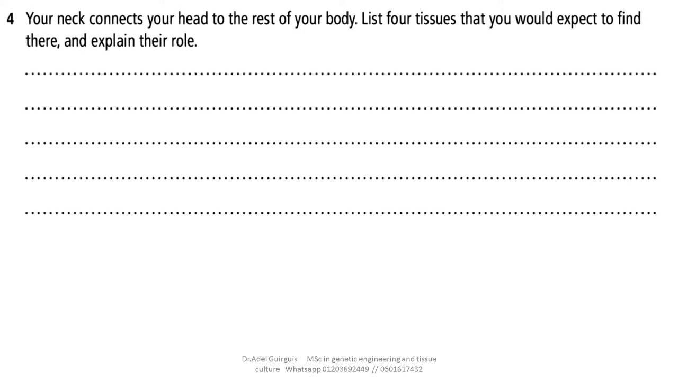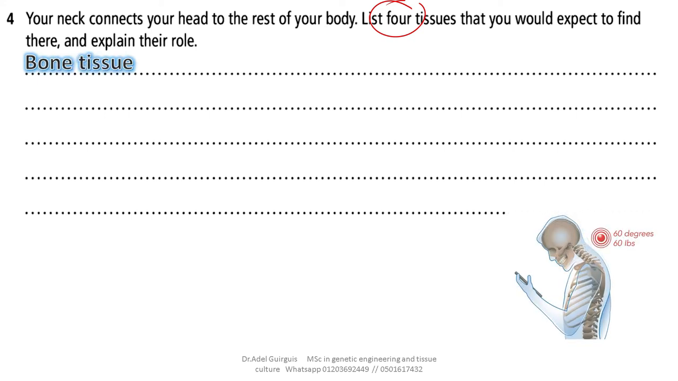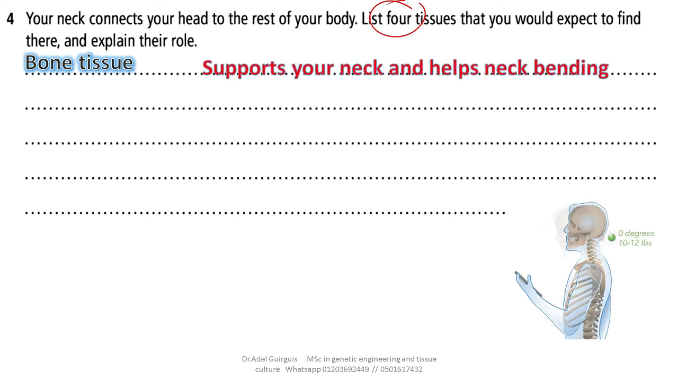Your neck connects your head to the rest of your body. List 4 tissues, names of 4 tissues that you would expect to find there, and explain their role. Look at your neck. The first one, bone tissue. What is its importance, its role, its function? It supports your neck and helps neck bending.